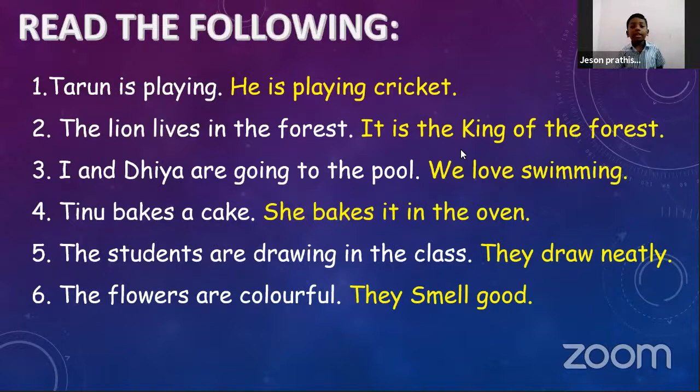Tarun is playing. He is playing cricket. Very good. Tarun is playing. He is playing cricket. So, Jason, can you tell me who we are talking about in the sentence? Tarun, ma'am. Very good. So in the first sentence, the naming word Tarun is there. But in the second sentence, instead of Tarun, I have used one word. What is that word? He, ma'am. Very good. He.